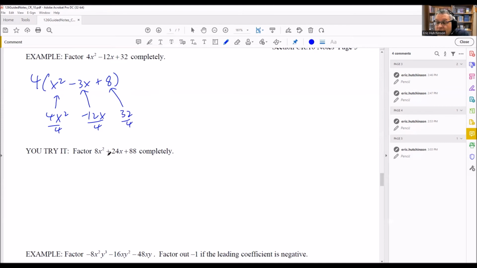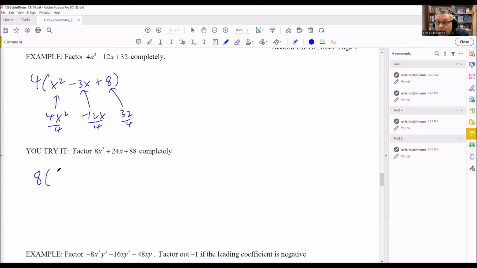One more down here. I have an 8x squared, 24x, and an 88. So all those would be divisible by 8. So I'm going to factor out an 8. Now, nothing else, again, I can pull out of that because there's two x's and there's no x in the last term. So 8 is the only thing that we're able to factor out here.